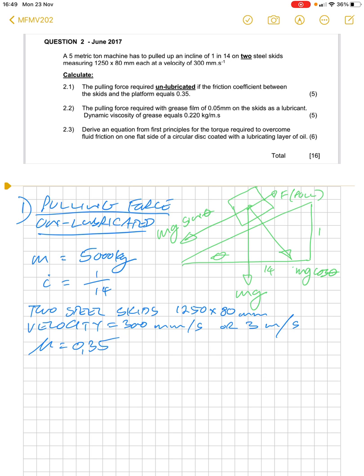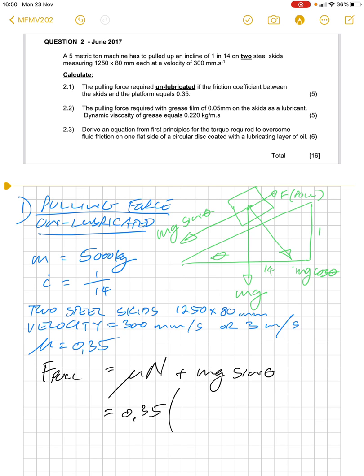So that is the mu value. So the pulling force is mu N, which is your frictional force resisting movement, plus mg sine theta, which is the component of the force of the mass that is pulling the machine down the slope.